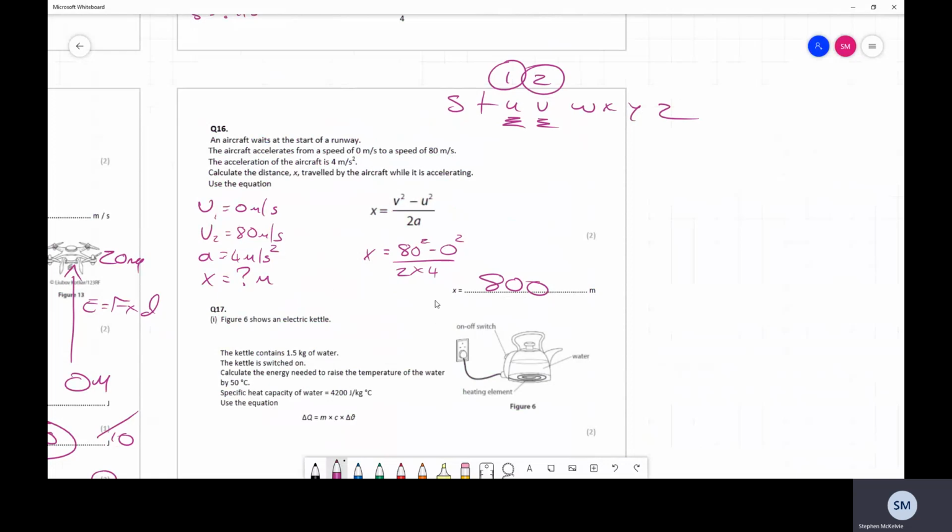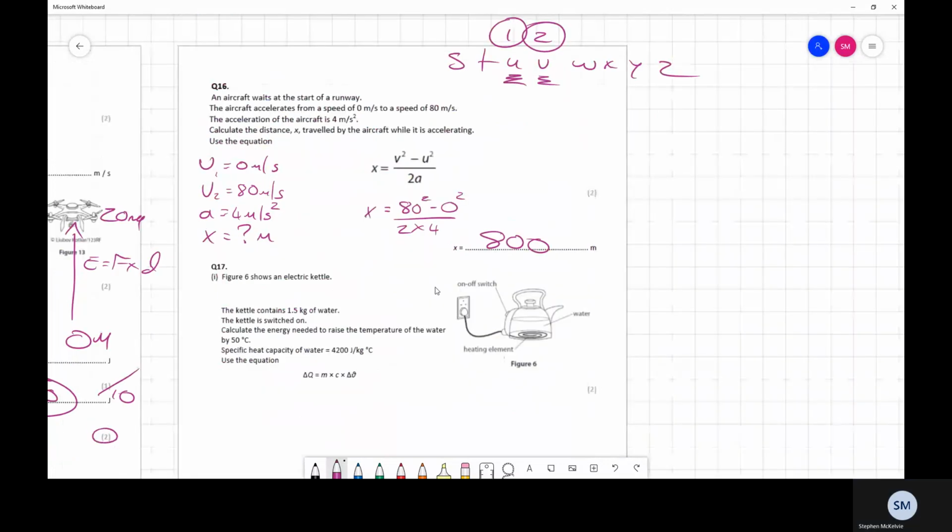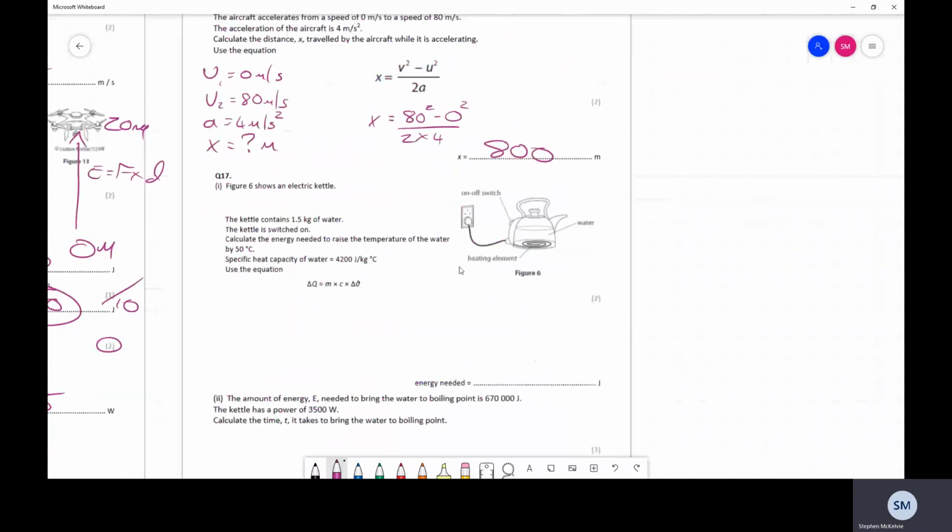The kettle contains 1.5 kilograms of water. The kettle is switched on. Calculate the energy needed. Oh, I need to find the energy. To raise the temperature of the water by 50 degrees Celsius. I know that the change of temperature is equal to 50. The specific heat capacity of water is 4,200 joules per kilogram degrees Celsius. What is the answer? I need to use this equation.